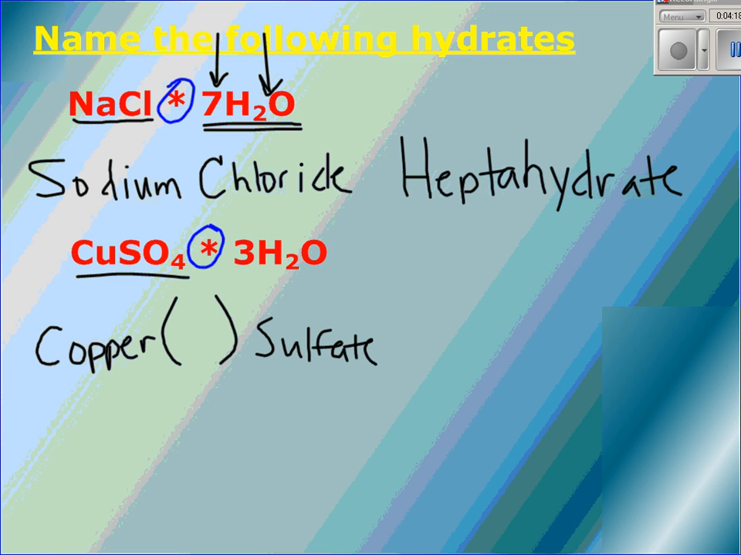All right, let's figure out what the Roman numerals should be. You have copper matched with a sulfate. If we know that sulfate has a -2 charge, that must mean copper has a +2 charge to balance it out, and therefore the Roman numeral is 2 to indicate the charge. Now we've only done the ionic compound part. Let's add the hydrate. There are 3 water molecules. The Greek prefix for 3 is tri.